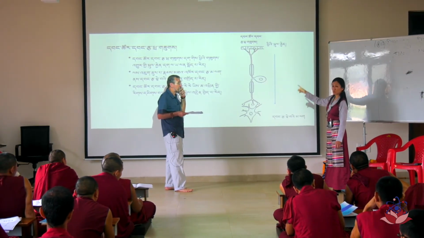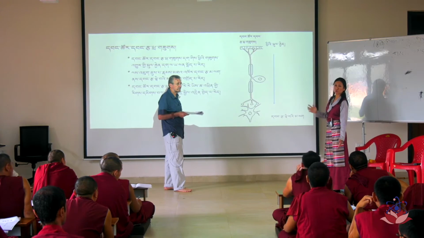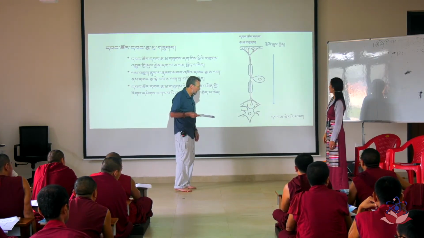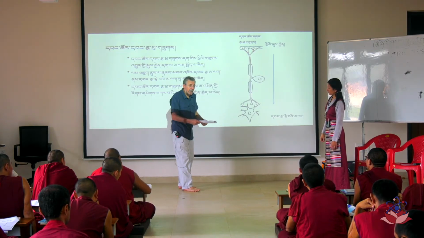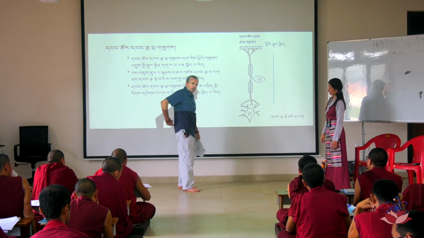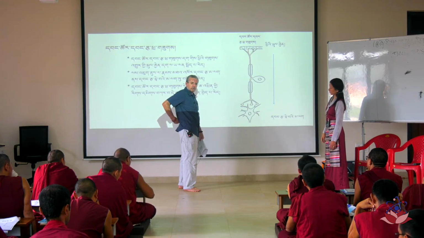So for example, a neuron in my big toe has an axon that projects all the way into the spinal cord.